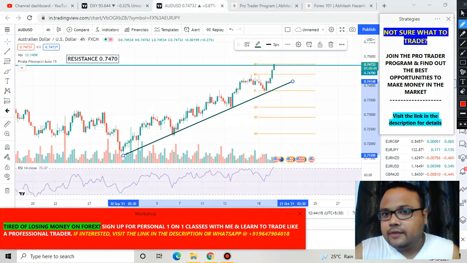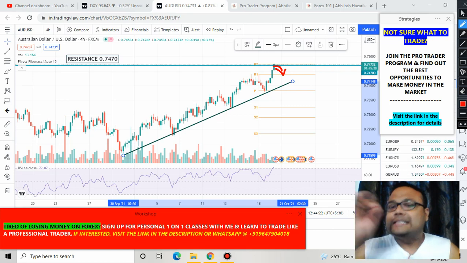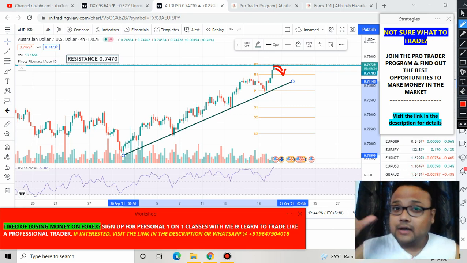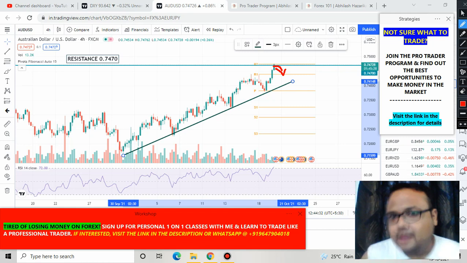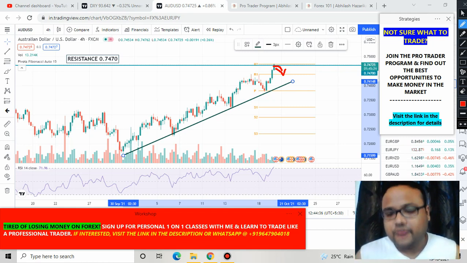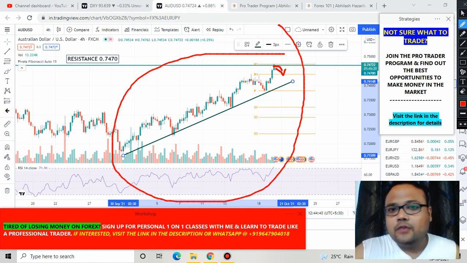But on the other hand, if the market reverses from this particular portion here, generally I do not recommend sell. I do not recommend sell on an uptrend market, because we all know that trend is a very important part of the market, and following the trend is the most crucial thing for a trader. So in a market condition like this, generally I do not recommend a sell.